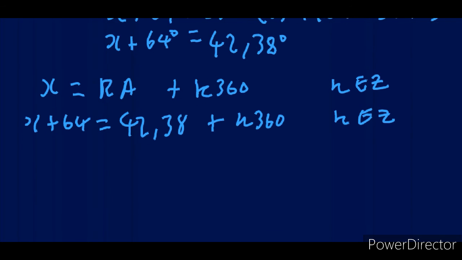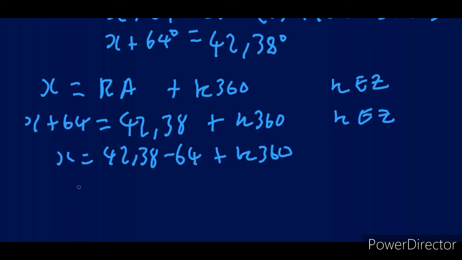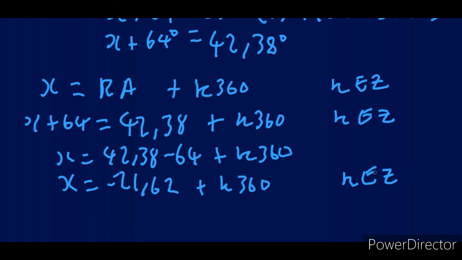So from here we're going to end up having x is equal to 42.38 minus 64 plus k times 360. We'll end up having minus 21.62 plus k times 360, and k is an element of integers. And there we have it. We've got our first equation. Now we need to get the second one.